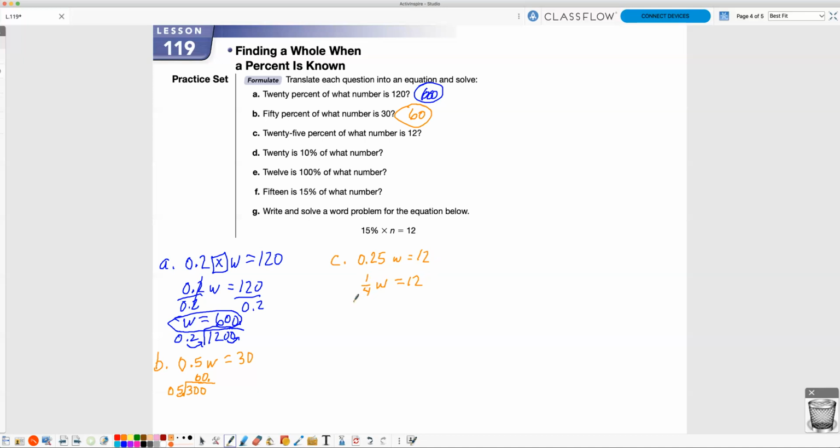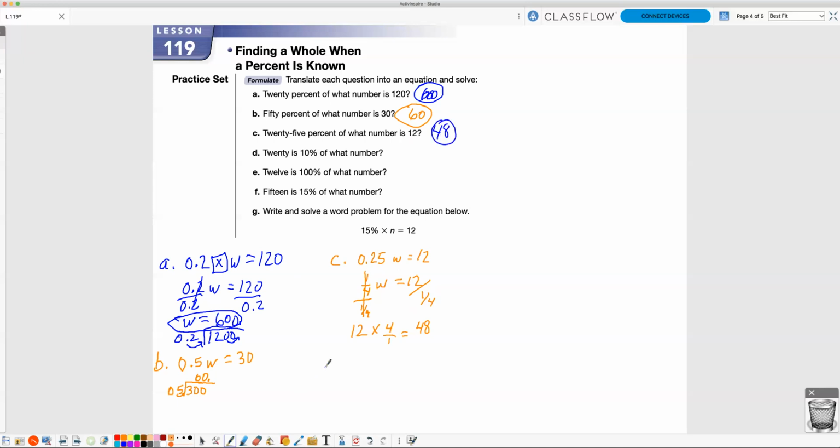So this is divided by 1/4. 1/4 divided by 1/4 would be 1. 12 divided by 1/4 is the same as 12 times the reciprocal of 1/4, which is 12 times 4, which ends up being 48. So that means the answer to this one would be 48.